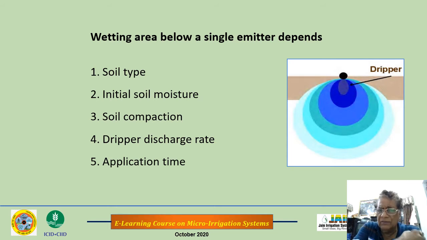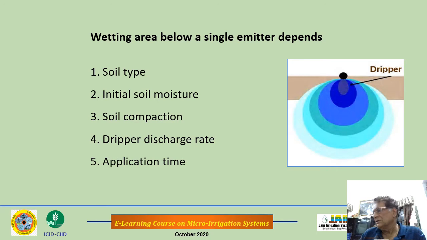Now, wetting area below a single dripper. The drippers are placed apart, and most of the time the drippers are working as a single or point source of water application, and the wetting below this will depend on so many parameters like soil type. We have seen heavier soil, wider spacing, wider wetting; lighter soil, vertically more wetting; low discharge, more horizontal wetting; higher discharge, more vertical wetting. Initial soil moisture: if the initial soil moisture is high, then conductivity will be low and then movement will be slower. But if the initial moisture content is low, the soil is more dry, the hydraulic gradient is more, that will move much faster and much wider.